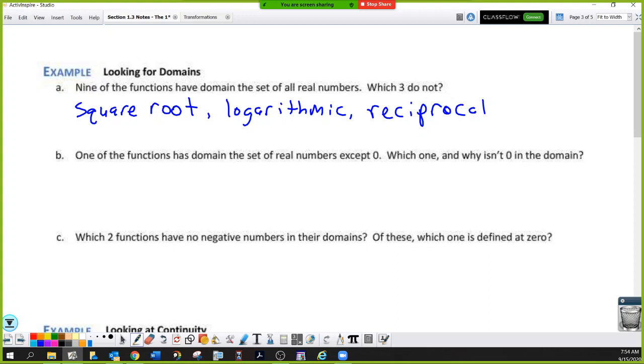One of our functions has a domain that is all real numbers except 0. Which one? Hint, as I just said it. And why isn't 0 in the domain? Well, it's reciprocal. So you just say reciprocal, how do you spell this word? Reciprocal, because, I'm not going to write because, just b/c, because you can't divide by 0.